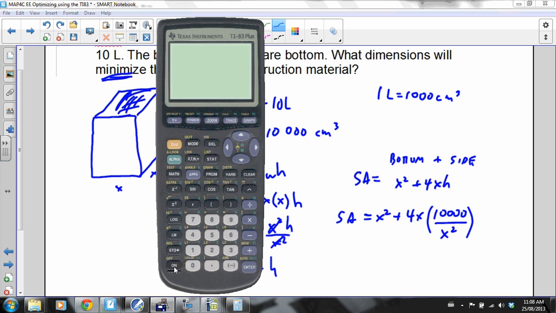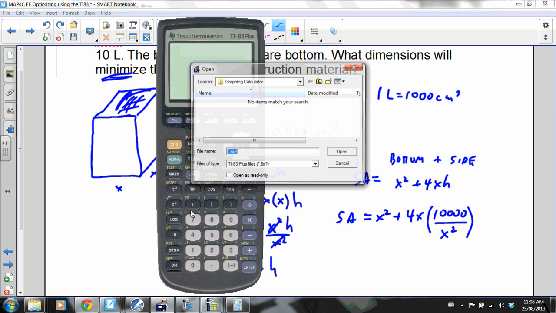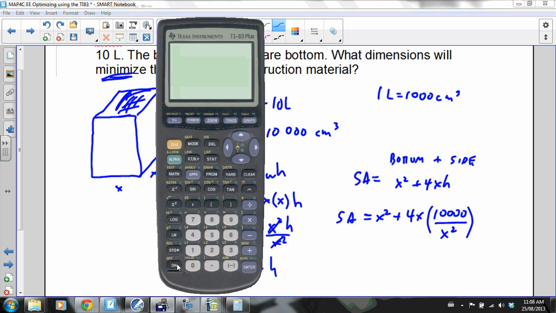When I turn it on here, we've got all the stuff from the last one. You just press clear, get rid of that stuff. Remember, y equals is to get to this screen. And then I'm going to put this in. x squared plus 4x times, got to put the times key in here, I think, the quantity 10,000 divided by x squared. Start bracket, end bracket.